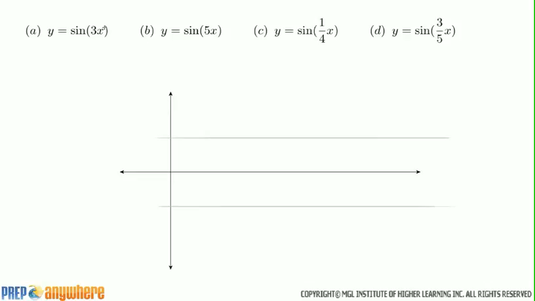Okay, so the period here is 2 pi over 3. The period here is 2 pi over 5. It's even smaller. This is actually 8 pi, really large. And this is 2 pi times 5 over 3, so 10 pi over 3. Okay, so these two are, well, this was extremely large. These two are kind of small. This is a medium size.